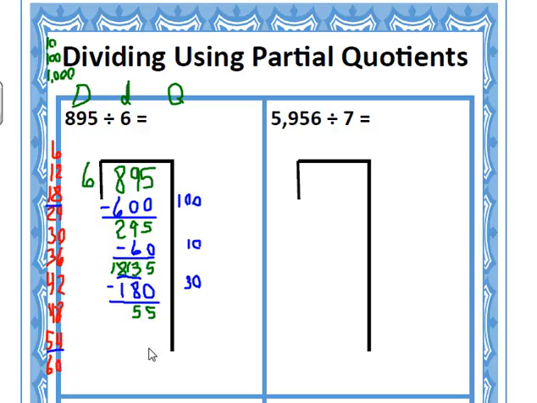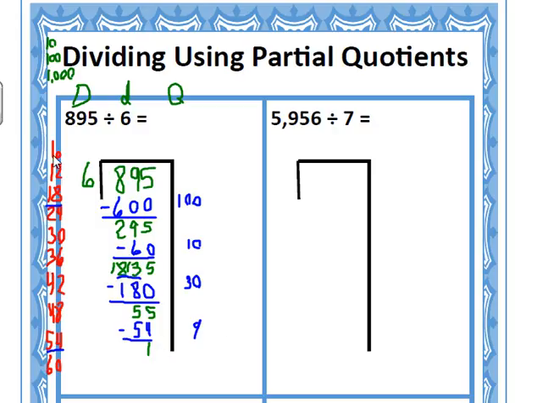So what we're going to do is multiply what times 6? 1, 2, 3, 4, 5, 6, 7, 8, 9. So 9 times 6 is 54. Put 54 here. Then I'm going to subtract to have a difference of 1. All right, so what is that 1?